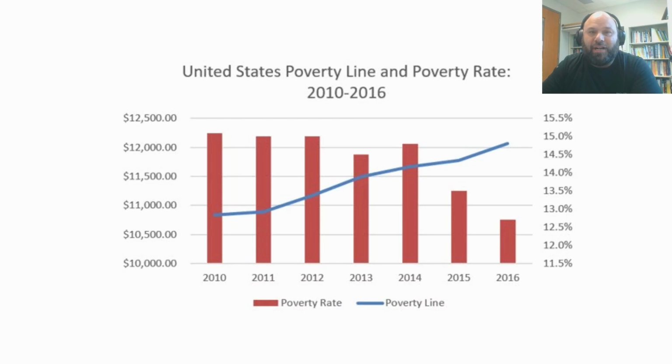Let's take a look at a more complex graph. In this graph, we see the United States poverty line and poverty rate between 2010 and 2016. We are graphing two different variables on two completely different scales. You'll see the bar graph represents the poverty rate, and the blue line represents the poverty line.